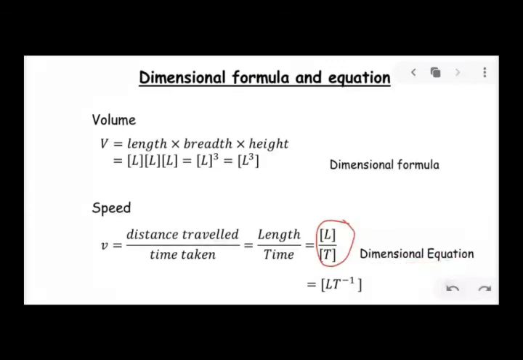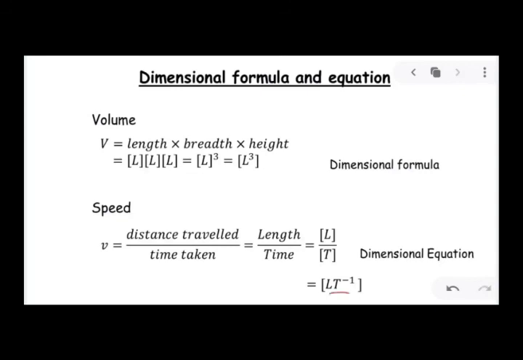Is it clear? Now again, T is written in the denominator. If I take it to the numerator, it will become T to the power minus 1. So I have L T to the power minus 1, and this is my dimensional formula. Fine. So that's it.